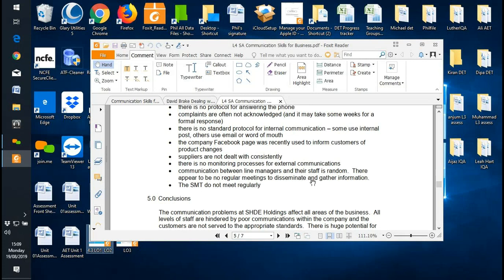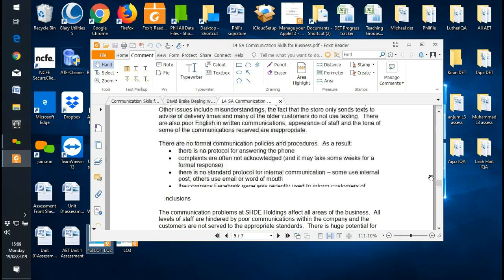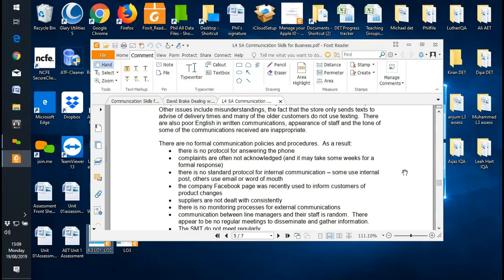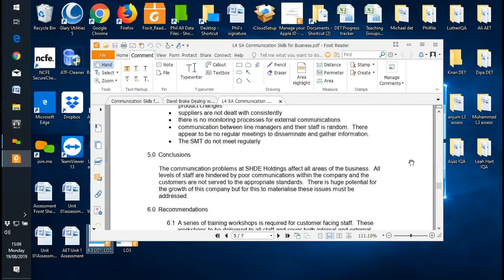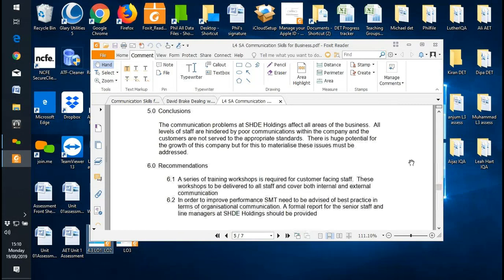There appear to be no regular meetings to disseminate and gather information, and the SMT do not meet regularly. So there is a whole host of things for you to inform what's going wrong and what needs to be done to put it right. So again, read through those conclusions.